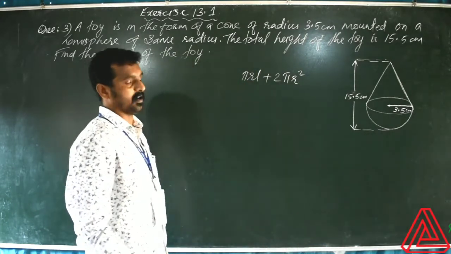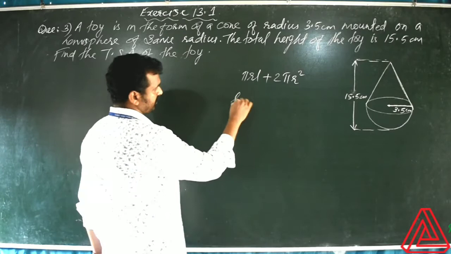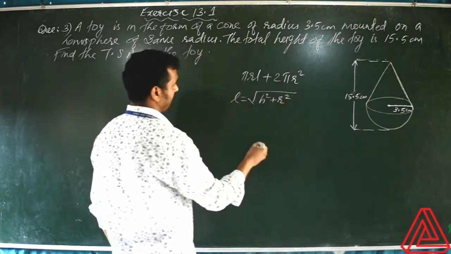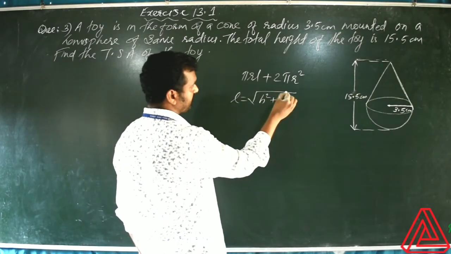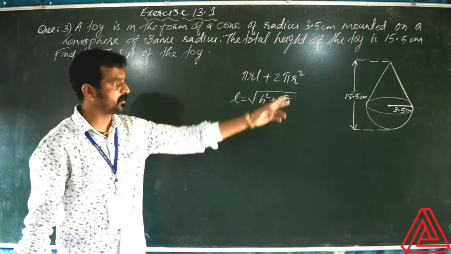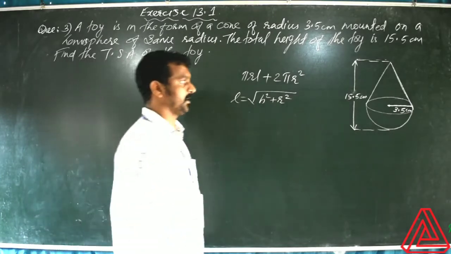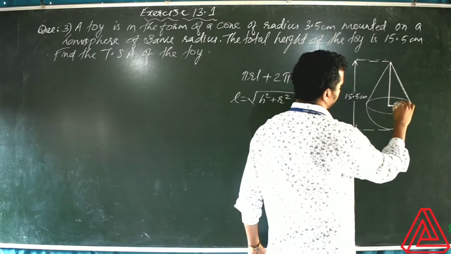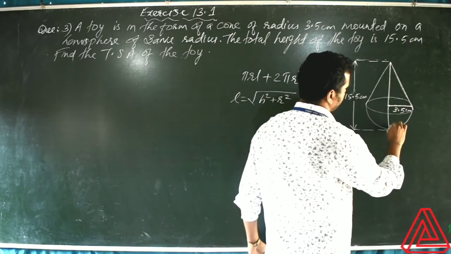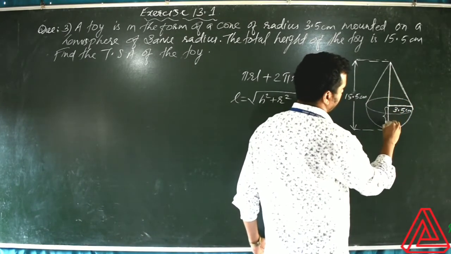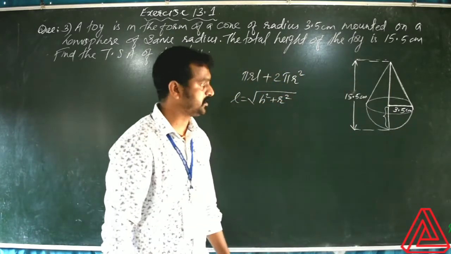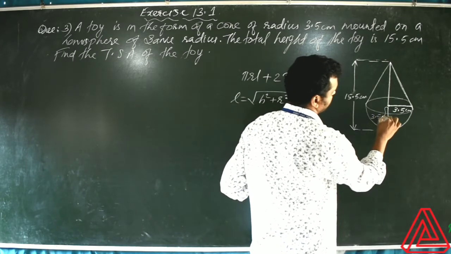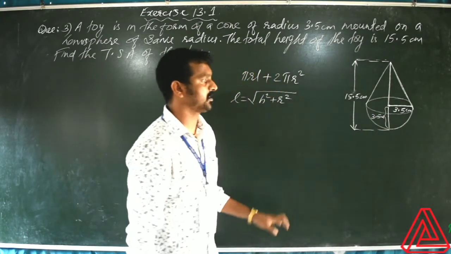So how can we find out slant height L? L is equal to, what is the formula? Square root of h square plus r square. Then we need the height of the cone and the radius of the cone, but the height of the cone is not given. But we can find it from the total height of the toy. What is this height? This one is the radius of the hemisphere, so it will be 3.5 centimeter.